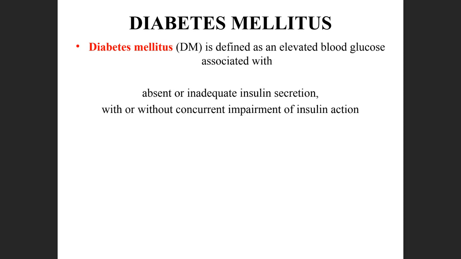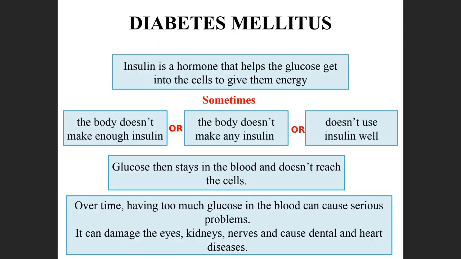Now why does this diabetes occur? It is due to either absence or inadequate secretion of insulin. Now this can be associated with or without impairment of insulin action. That leads to diabetes mellitus. Now we are telling that there is a problem in insulin secretion or the action of insulin in the body if a person suffers with diabetes.